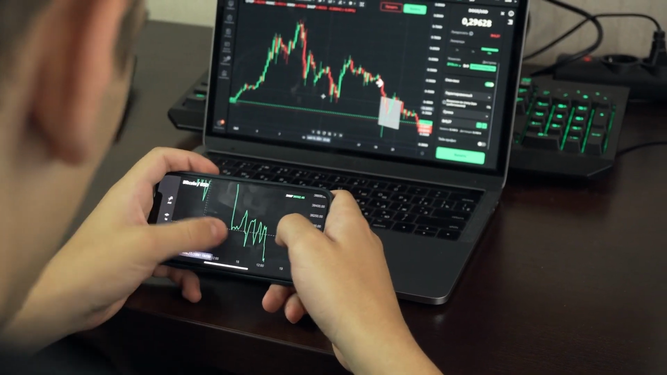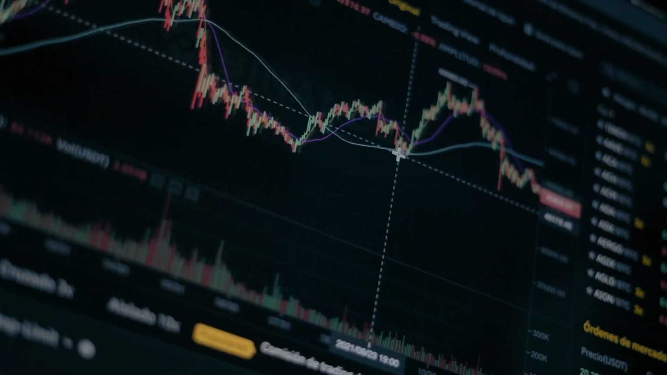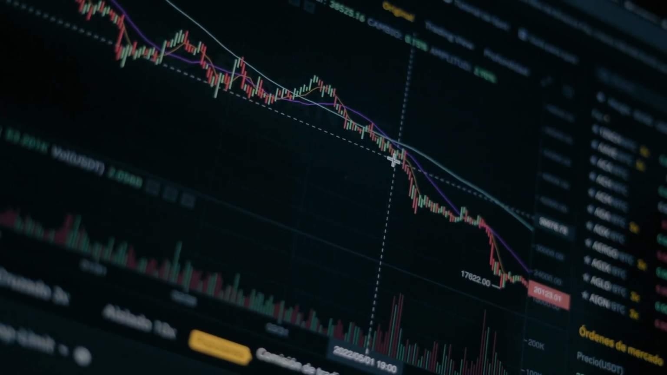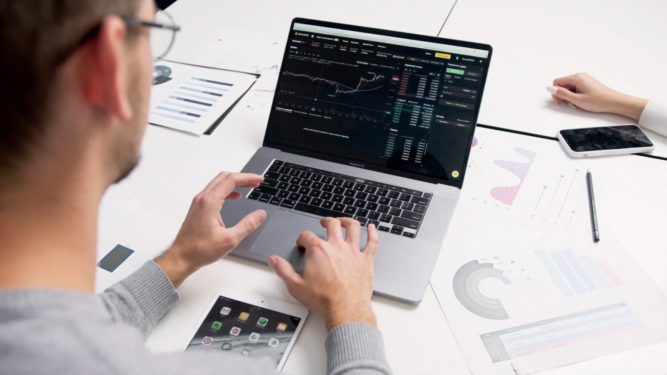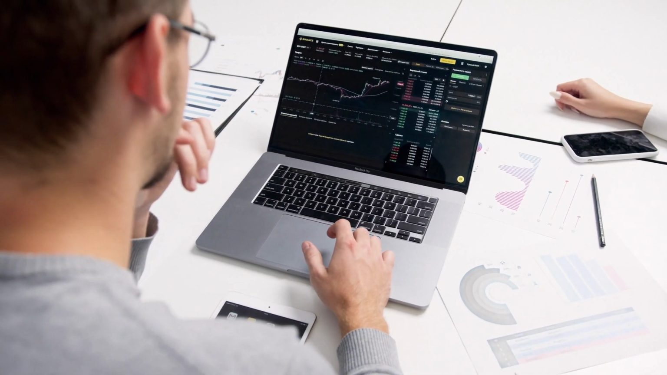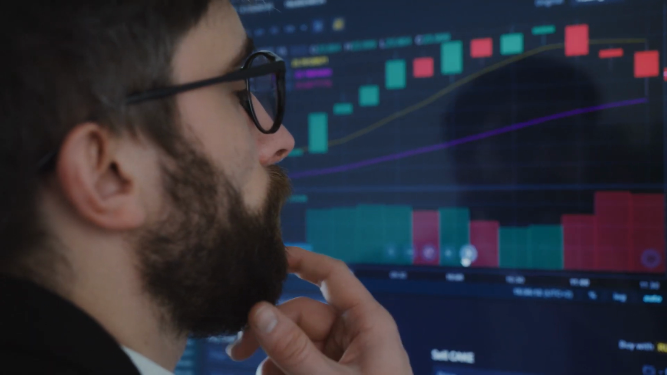Similarly, in finance, genetic algorithms are employed to optimize investment portfolios, balancing risk and return to achieve desired outcomes. Their adaptive nature allows them to adjust strategies based on changing market conditions, maximizing returns for investors.